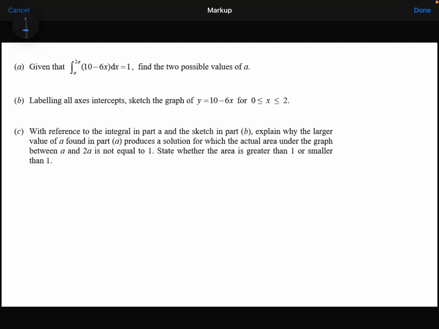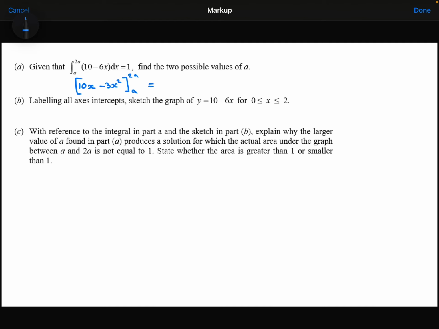Given that the integral from a to 2a of 10 minus 6x with respect to x is equal to 1, find the two possible values of a. So we're going to integrate here. The 10 becomes 10x. The 6x is going to become 3x squared. Our upper limit is 2a, the lower limit is a. We're going to substitute those limits in.